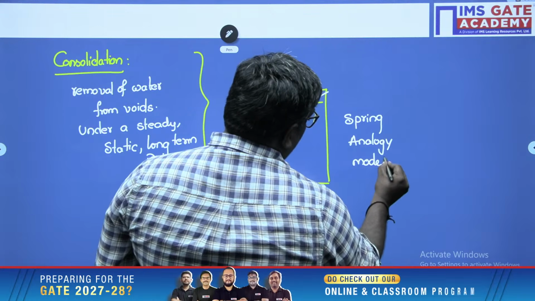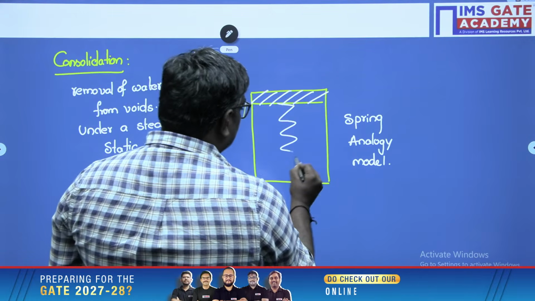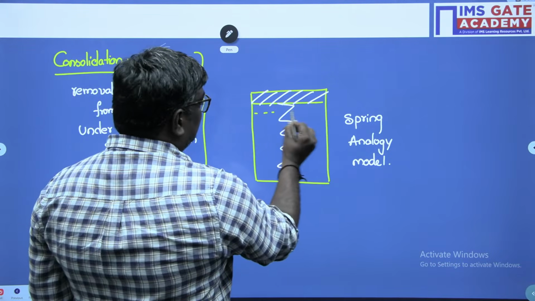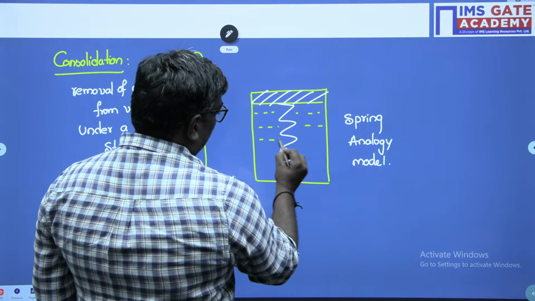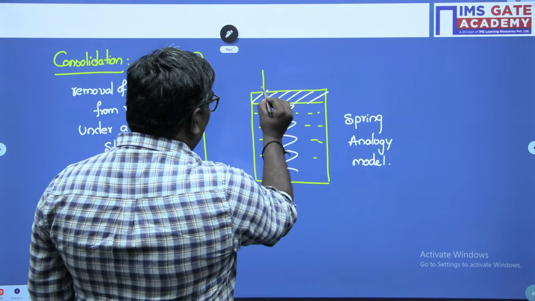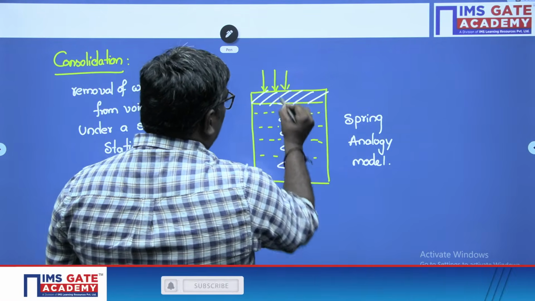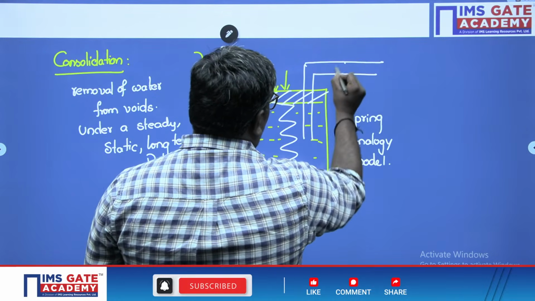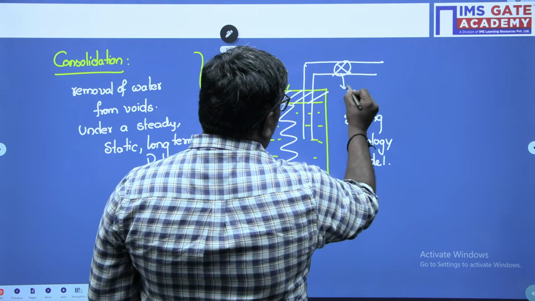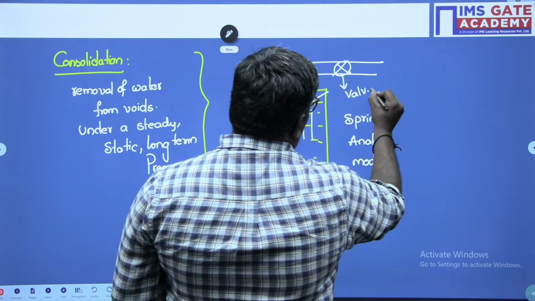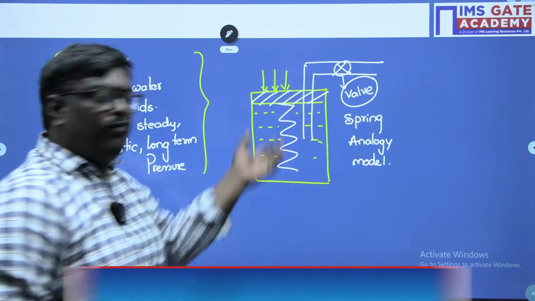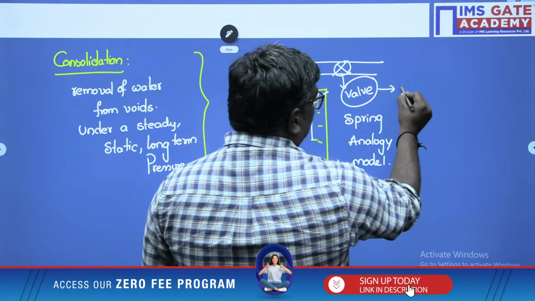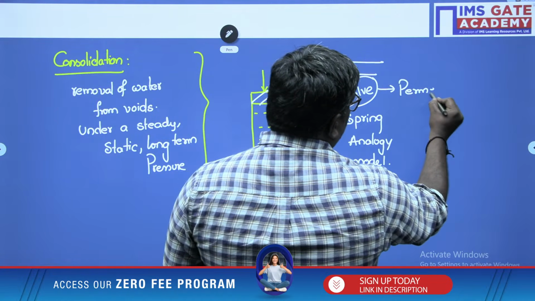So what does this spring analogy model mean? If I consider these as the soil springs, and this is the water, and we have surcharge loading, and here we have a valve. What is the valve, sir? If you open the valve, water will flow. If you close the valve, water will not flow. So the valve, if you see practically, is permeability.